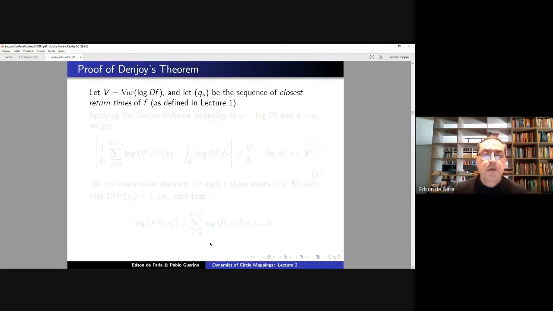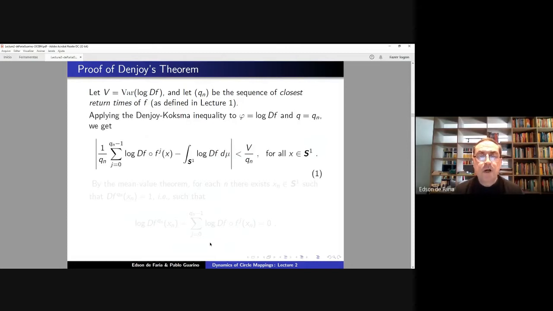So the idea here is you look at phi equal to the logarithm of the derivative of f. This is a function of bounded variation by hypothesis. And you look at the sequence q_n of closest return times of f. This was defined in lecture number 1. The q_n's are precisely the denominators of the best rational approximations to alpha. So in fact, if you express alpha as a continued fraction and you truncate the continued fraction at the nth step, you get a rational number called p_n over q_n. And these are the q_n's that I'm talking about. What's important about this sequence q_n is that it goes to infinity as n goes to infinity.